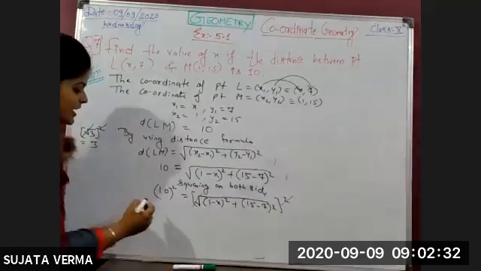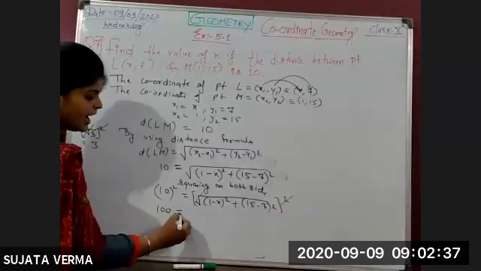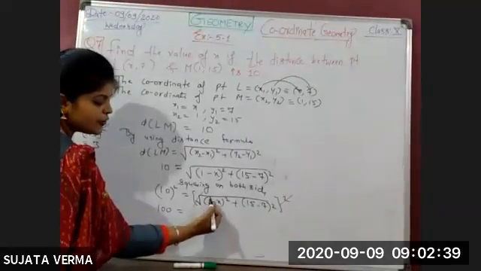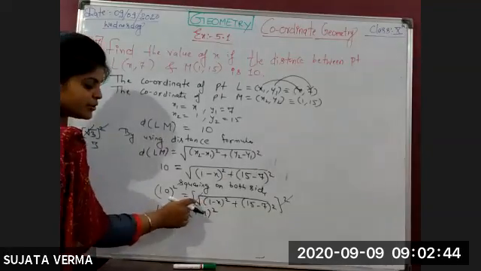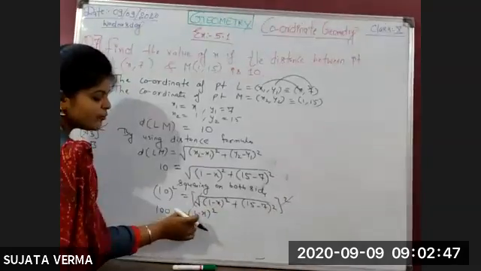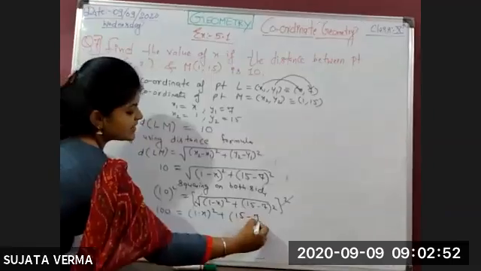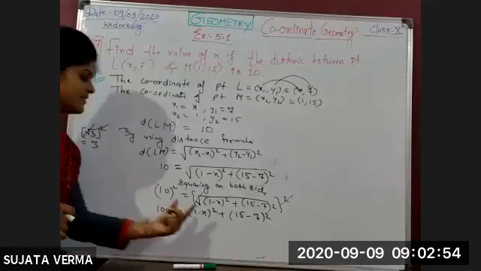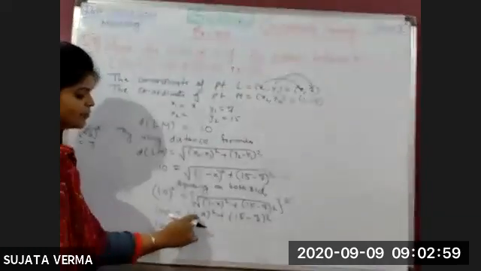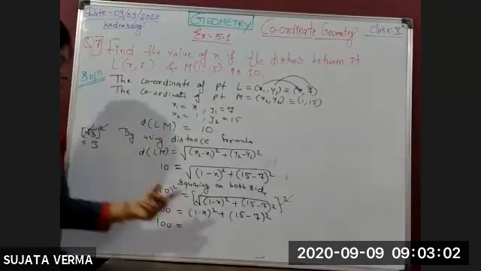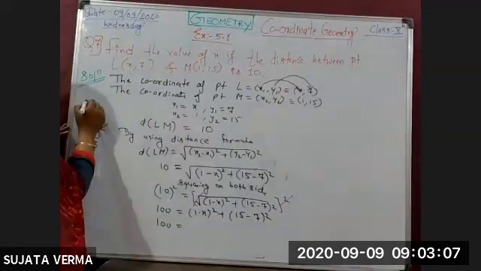Okay, now what do we get? Square of 10 is equal to how much? 100, and that is equivalent to (1 minus x) square plus (15 minus 7) square. Why do we write this? Because root and square get cancelled. Now it's very easy. So how do we solve? 100 as it is, (1 minus x) square. Now we apply the identity, that is (a minus b) whole square. What is the identity?